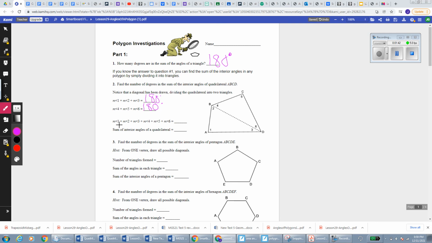Okay, so measure of angle 1 plus measure of angle 2 plus measure of angle 3 plus measure of angle 4 plus measure of angle 5 plus measure of angle 6. Well, we said that angle 1 plus angle 2 plus angle 3 is 180 degrees, and angle 4 plus angle 5 plus angle 6 is also 180 degrees. So 180 plus 180 makes 360 degrees. So the sum of the interior angles of a quadrilateral is 360 degrees.